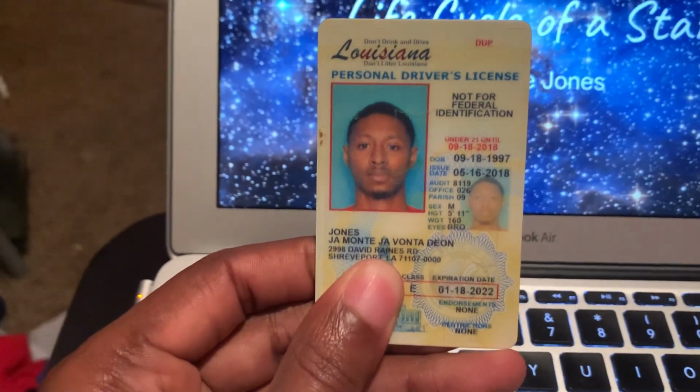Okay, here we go. That's my ID. Let me turn the camera on so you can see. Excuse the dog. I'm sorry. But, okay, here's my presentation.